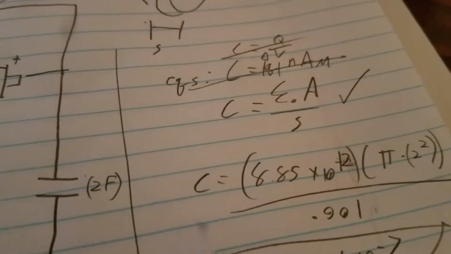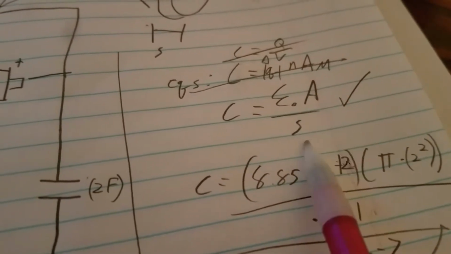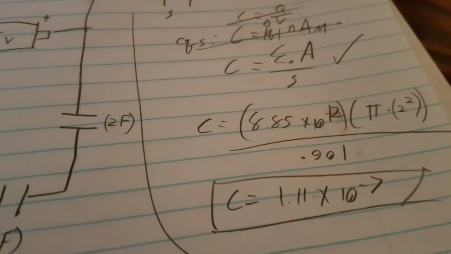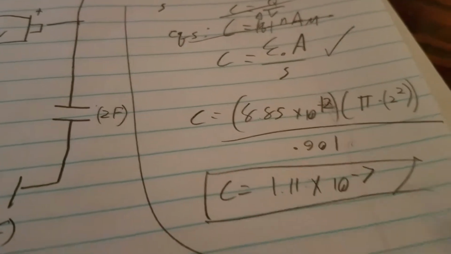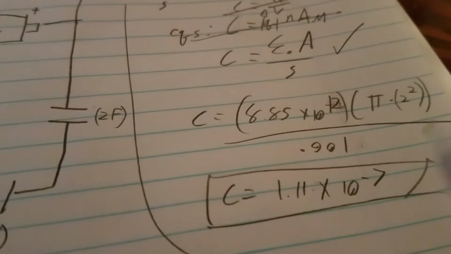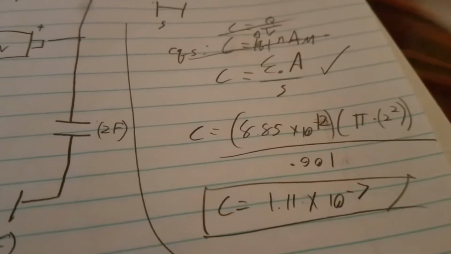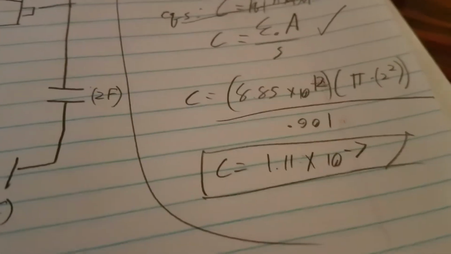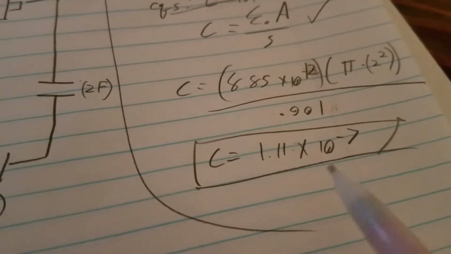So we're going to use this one because it just uses area and the distance between the two and epsilon naught, which is a constant. So if we plug in, C equals 8.85 times 10 to the negative 12 times pi r squared, r being the 2, divided by 1 millimeter. And we end up with a capacitance of 1.11 times 10 to the negative 7.